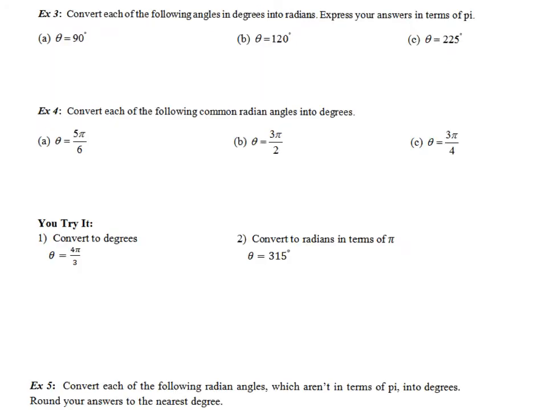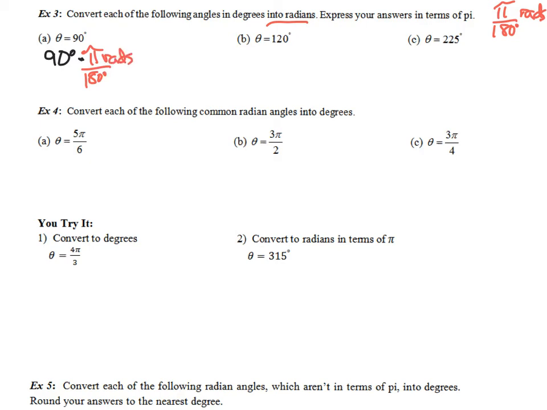So in exercise number 3, it says, let's convert each of the following angles that are given to us in degrees. Let's convert them into radians. Express our answers in terms of pi. So we said that when we're going to radians, we're going to multiply by our conversion factor of pi over 180 degrees, and that's going to be pi radians over 180 degrees. So I always remember that if I'm going into radians, I want my pi radians in the numerator of my conversion factor. So let's start with our 90 degrees, and let's multiply by our conversion factor, which is pi over 180 degrees, and again that's pi radians over 180 degrees.